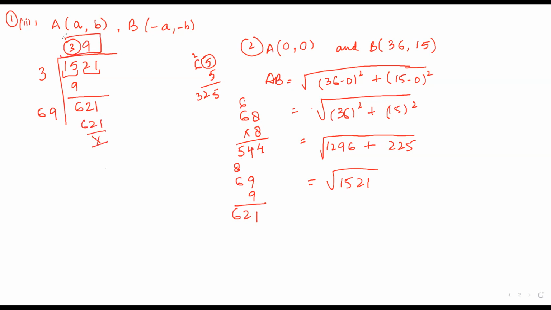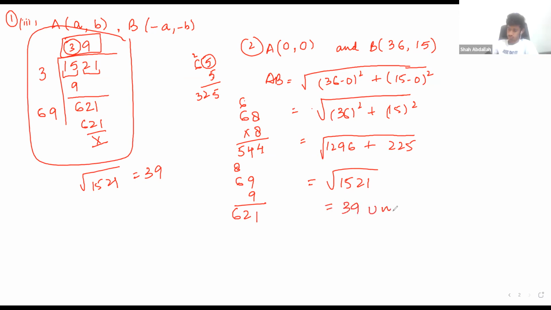So my answer is 39. Understood? So the square root of 1521 is 39. Got it? Yes. Okay. So you can also note this somewhere. Make a box and note it. Done? Yes. Okay. Next question, Abdullah.